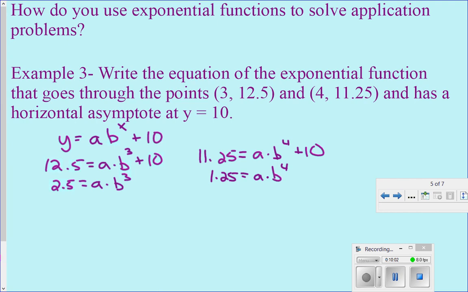So once again, I'm deciding which variable to solve for and which equation. We definitely want to solve for a because that's easier. And let's solve for a in this equation here on the left because the exponent for the b is smaller. So I'm going to divide both sides by b cubed.